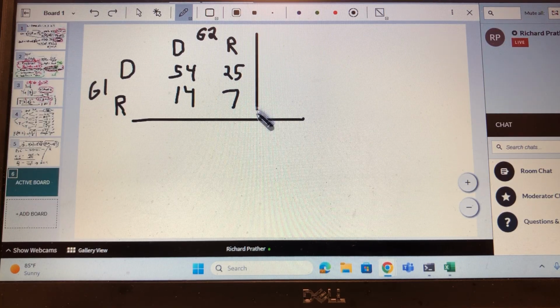So some sample got 54 and 14 like this. And then we got 25 and 7 in the other column. So notice there's no totals here, so then you should total these up. 54 plus 25 is 79. 14 plus 7 is 21. And this literally adds up to 100 for the grand total.